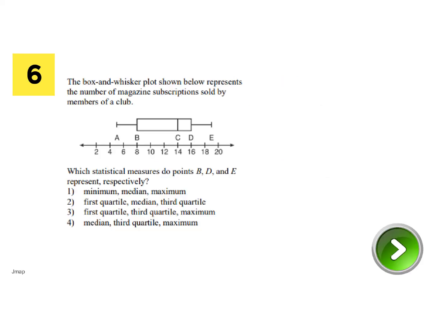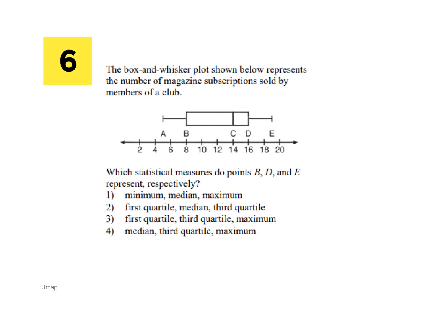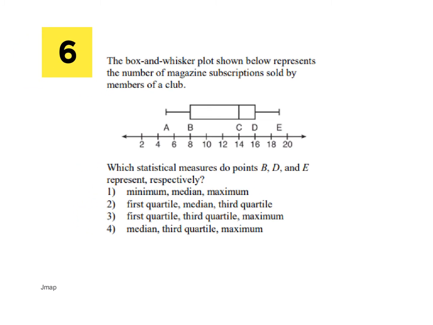Okay, next one. The box and whisker plot shown below represents the number of magazine subscriptions sold by members of the club. Which statistical measures do points B, D, and E represent? So I need to locate them. B, D, and E respectively. That means in order, so from left to right.